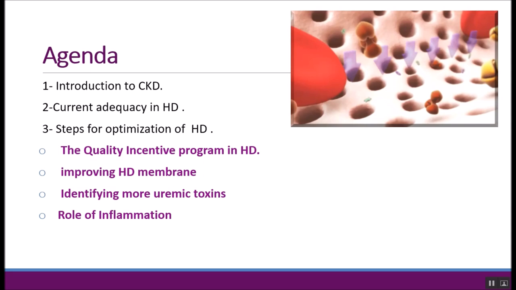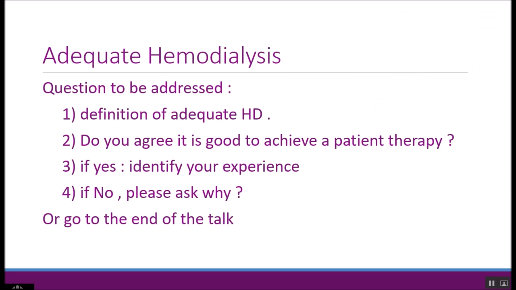The agenda for this talk will be: introduction to CKD, current adequacy in hemodialysis, steps for optimization, the quality incentive program, improving the hemodialysis membrane, identifying more uremic toxins currently involved in cardiovascular diseases, and the role of inflammation.